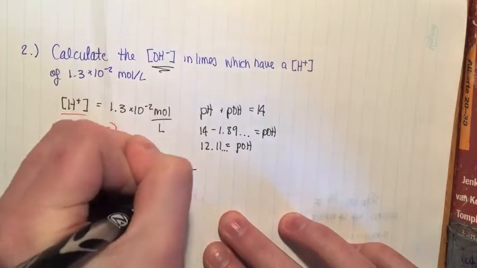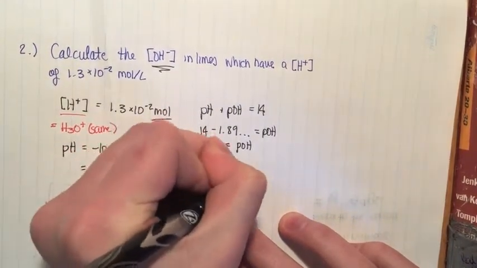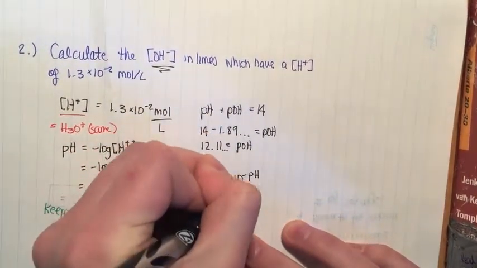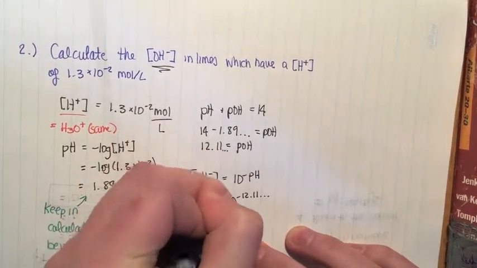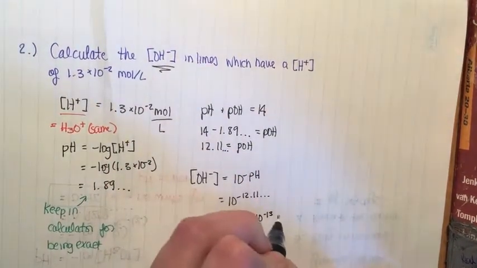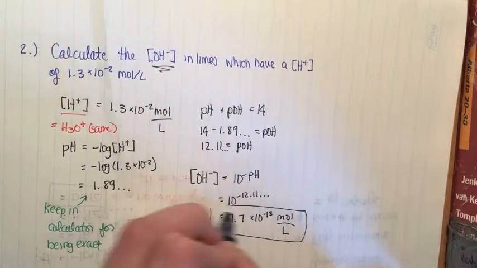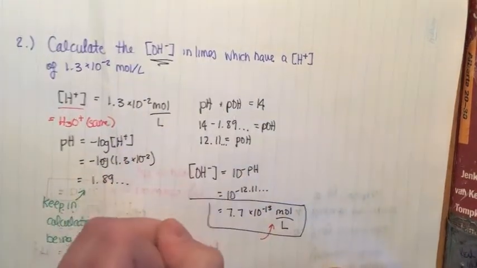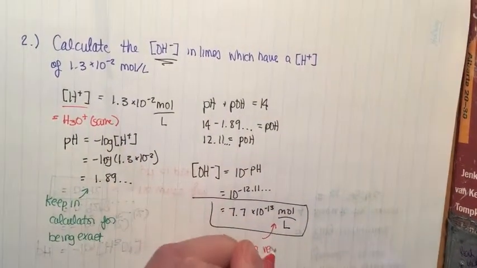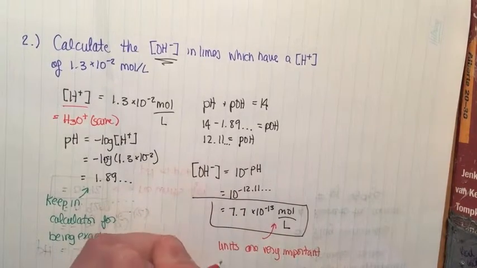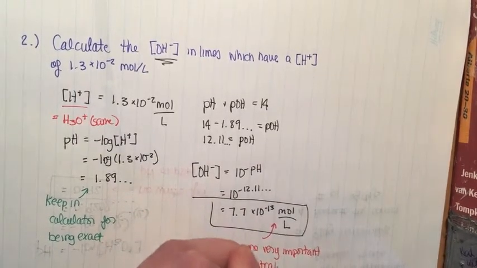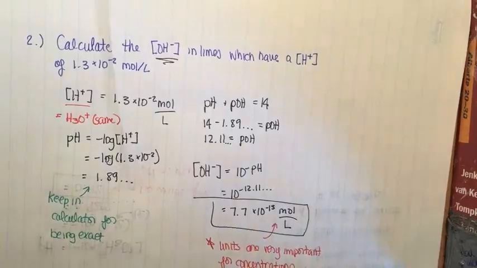Subtracting our pH from 14 gives you the pOH, which gives you a long number. Lastly, to get the OH concentration, writing out the formula, which is 10 to the negative pOH, you plug that into your calculator, which gives you a long number, but using the right number of sig digs, you're given 7.7 times 10 to the negative 13 moles per liter. Also, units are very important for concentration, so just remember to put those down.